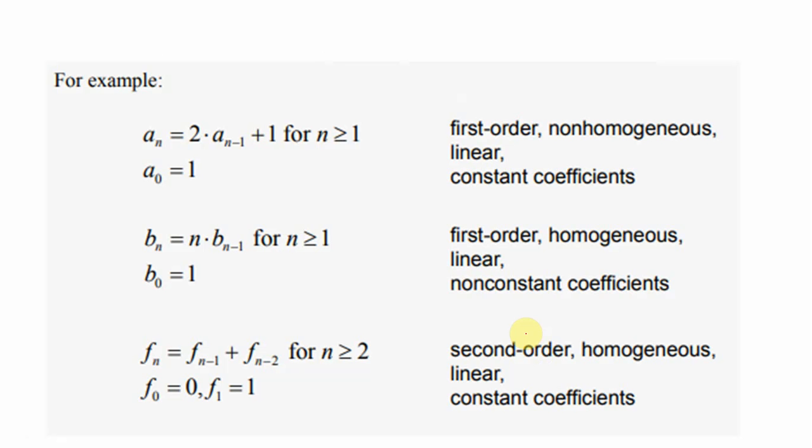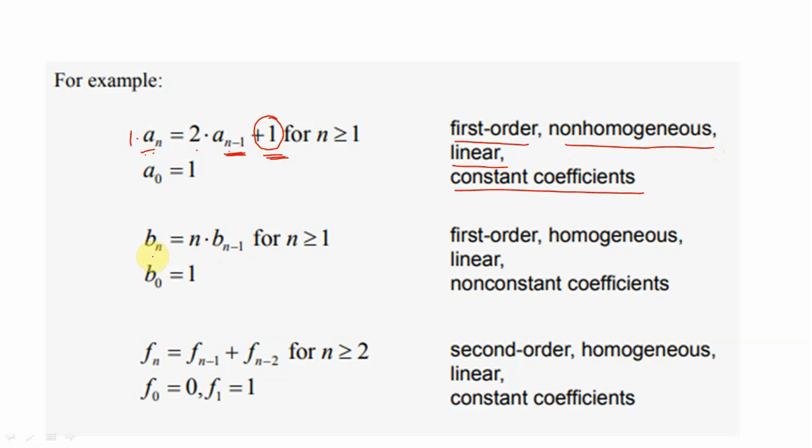These are some examples. Say if I take this example, an is equal to 2an minus 1 plus 1. Now you can see this is a recurrence relation of order 1, first order. The degree of this recurrence relation is 1. So it is called a linear recurrence relation. The coefficient of an is 1, the coefficient of an minus 1 is 2. So this is constant coefficients. But the non-recurrence part of this relation is not equal to 0. So this is a non-homogeneous recurrence relation.